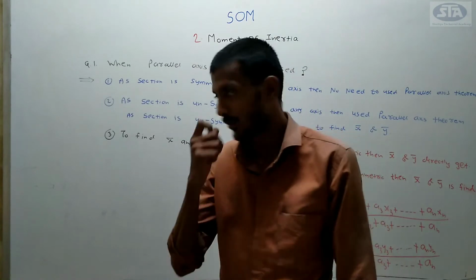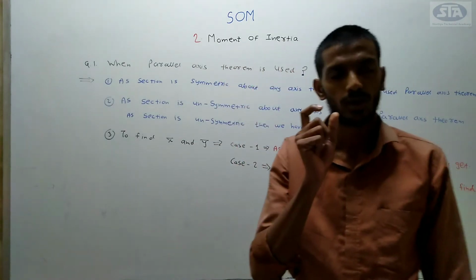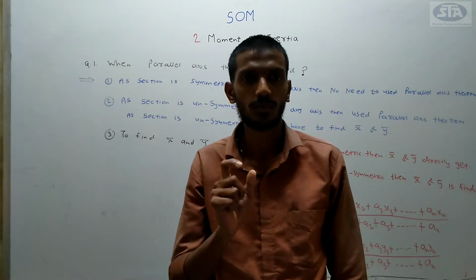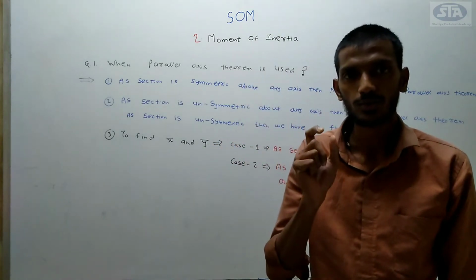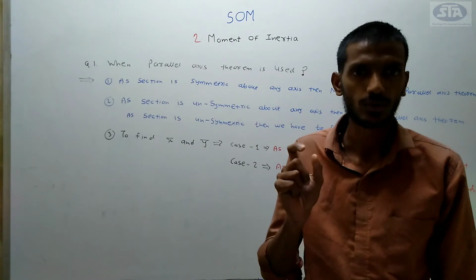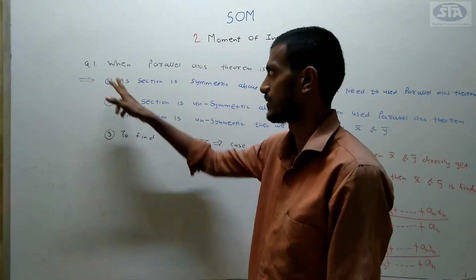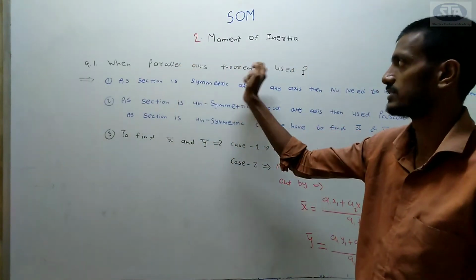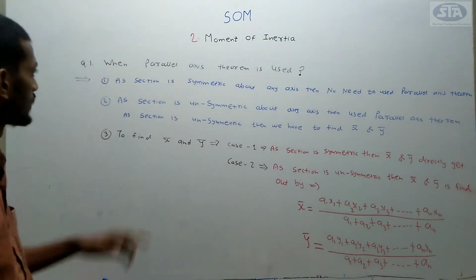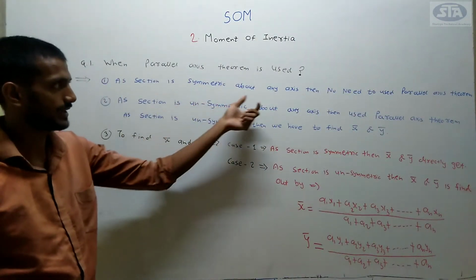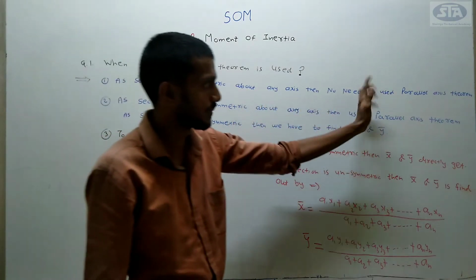Hello students. Now when we have to solve MI question problems, before that we have to understand where we have to use the parallel axis theorem or not. So question number 1: when is the parallel axis theorem used? The parallel axis theorem is used when... if a section is symmetric about any axis, then there is no need to use the parallel axis theorem.